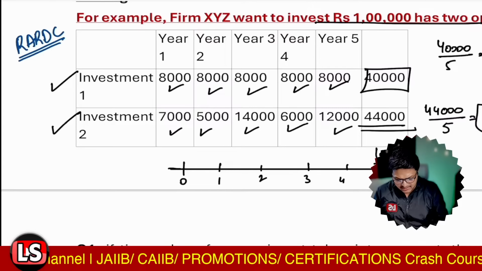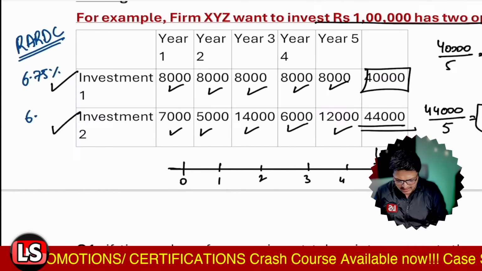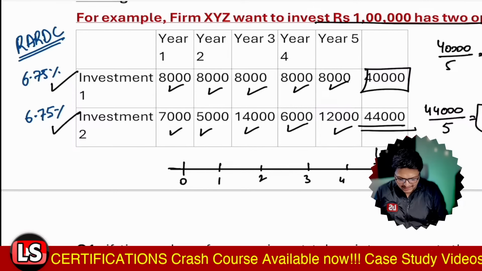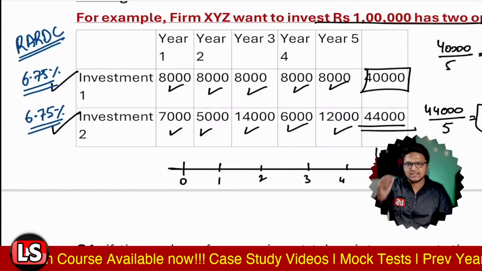Let's say we are considering it to be 6.75% in both the scenarios. We're just assuming it, right? In that case, what investment you will be preferring? Kindly do answer at the earliest.